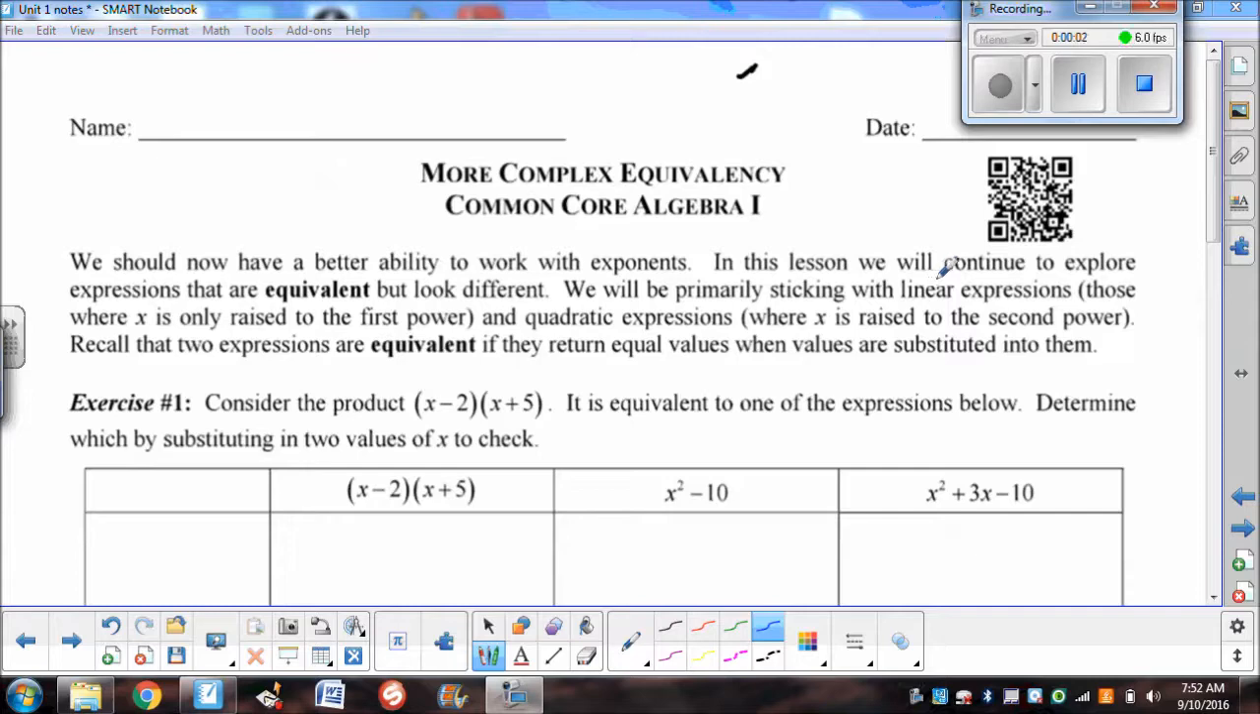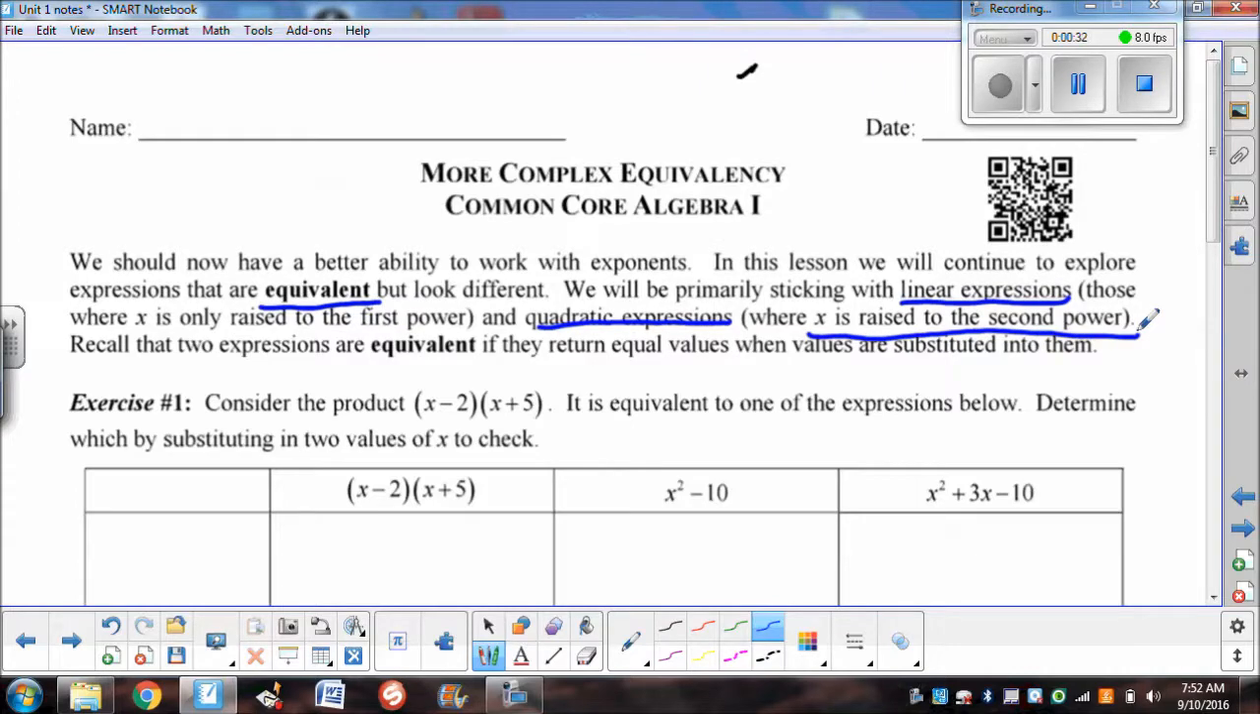More complex equivalency. We should now have a better ability to work with exponents. So in this lesson, we're going to talk some more about expressions that are equivalent, but we'll be sticking to linear expressions, those where x is only raised to a power of 1, and quadratic expressions. That's something a little bit new, where x is raised to the second power, x squared.